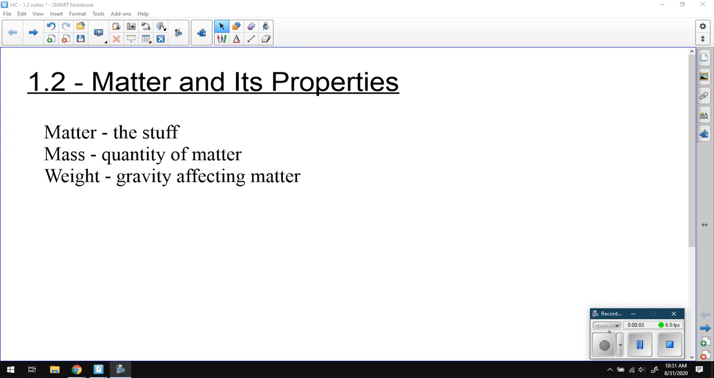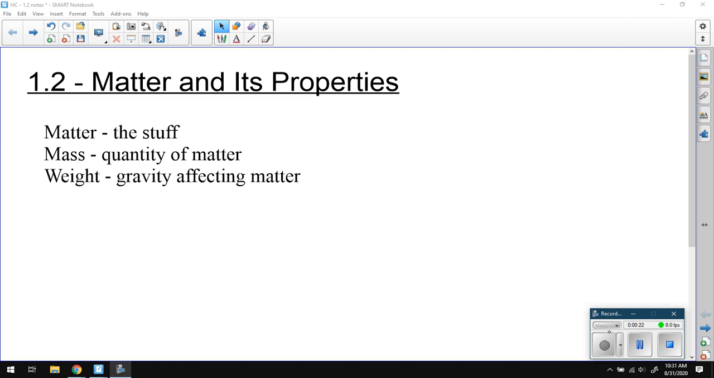Okay, today what we're briefly going to talk about is section 2. In section 2 of chapter 1, we're going to talk a little bit about matter and its properties. When you say the word matter, we just want to make sure that we understand the difference between a couple other words. So you can see here matter versus mass versus weight.